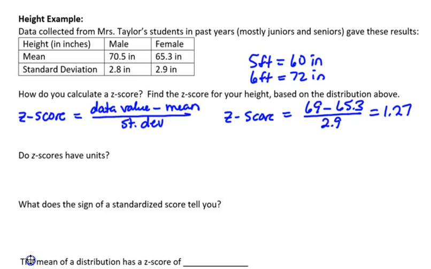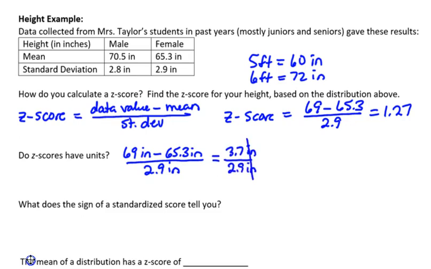Do z-scores have units, for example? So let's just think about this. What I did was 69 inches minus 65.3 inches divided by 2.9 inches. Because remember, the standard deviation is the typical amount of variation from the mean, so that would still be in inches. If I do 69 minus 65.3, that would be 3.7 inches divided by 2.9 inches. No, there aren't any units. So z-scores don't have units. They are just known as standard deviations.